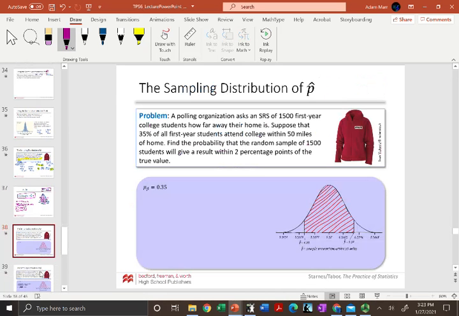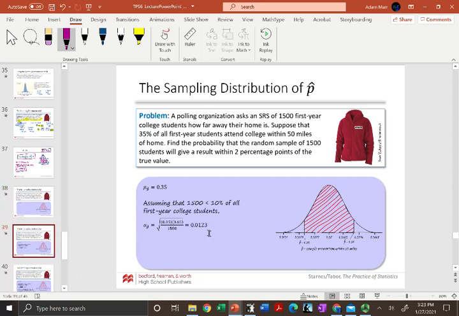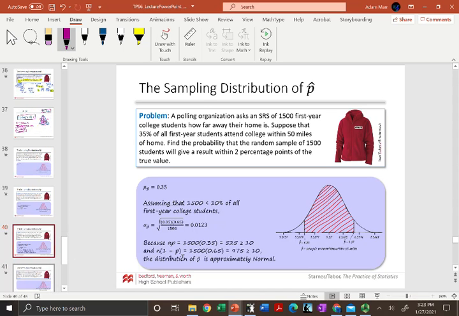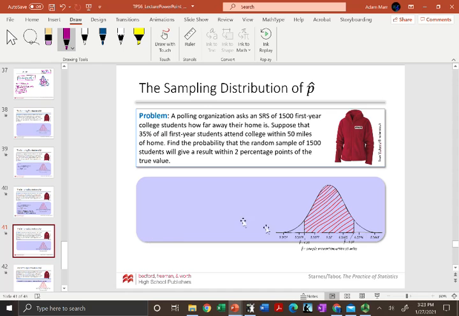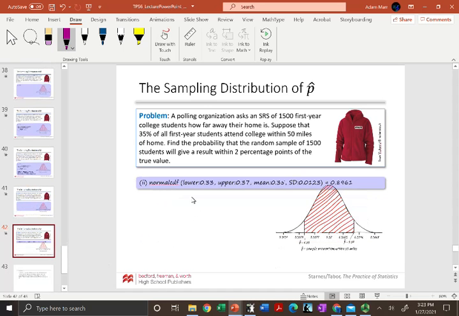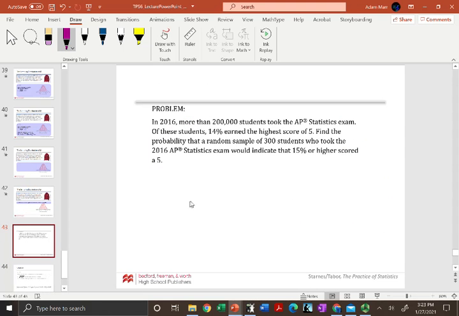All right, so let's look at the book's answer. If they did anything different, I probably don't think they did. There you go. You got the mean, we got the standard deviation. Remember, 1,500 is less than 10% of all first-year college students. Right here, we found the large counts condition was true for both. So we said the distribution of p hat is approximately normal. All right, they made this little chart just like we did right there. All right, normal CDF, there we go, 0.8961, and that was our answer. Let's look at one more.